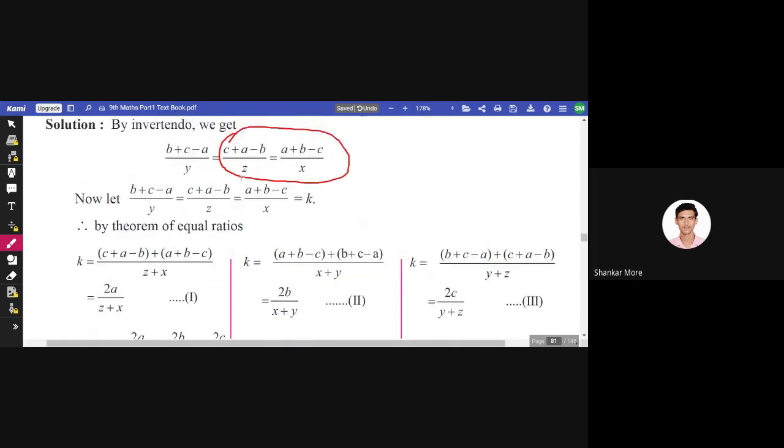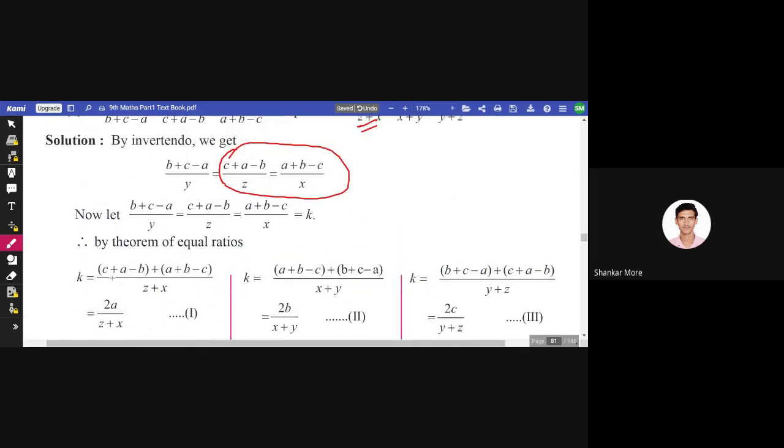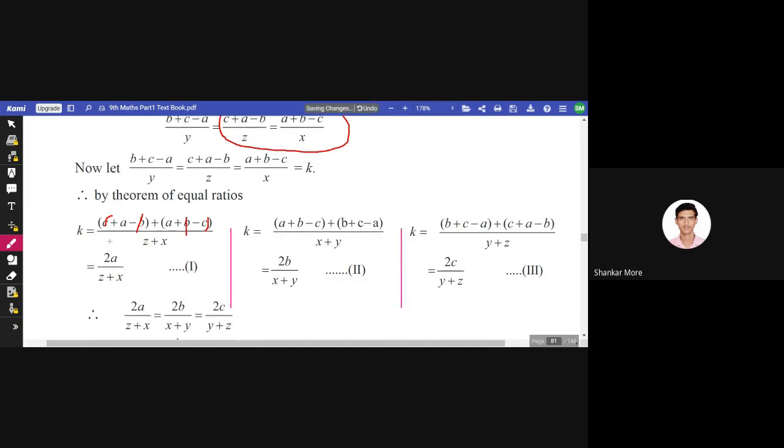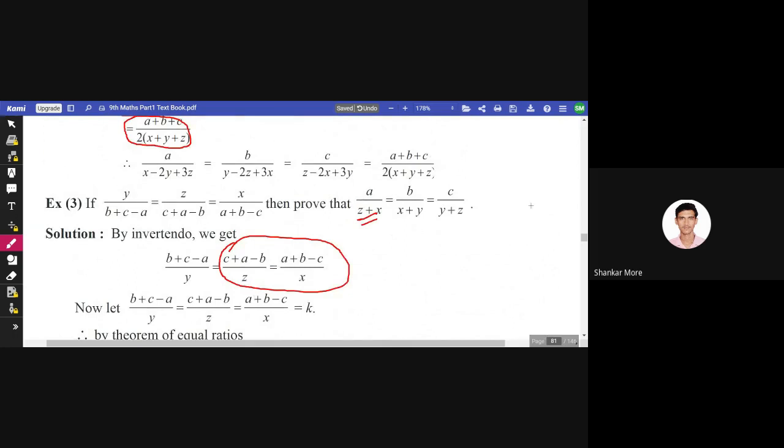सो अगर इन दोनों को मैं add कर देता हूं, c plus a minus b plus a plus b minus c divided by z plus x, and which is equals to k because of theorem of equal ratios. Okay, so सिर्फ इन दोनों को ही मैं add करता हूँ. So it is what it is 2a by z plus x. Now 2a by z plus x यानी कि ये जो c है c से कट जाएगा, b है b से कट जाएगा, और a plus a 2a हो जाएगा. So this is first one. This is still not proven. अभी तक इसे प्रूफ नहीं किया है.